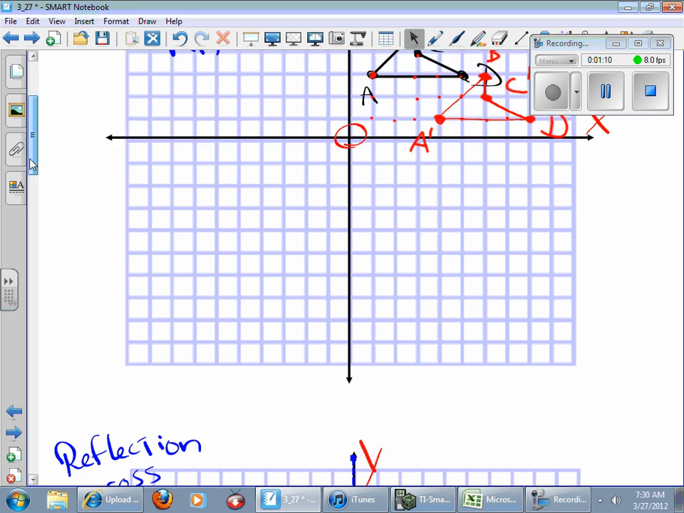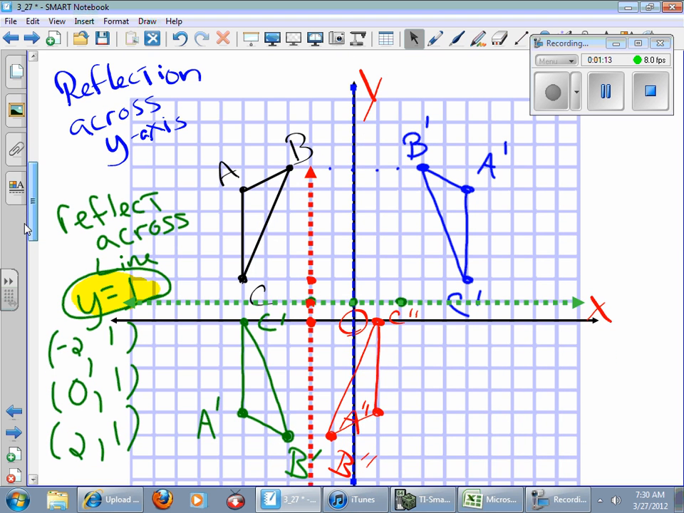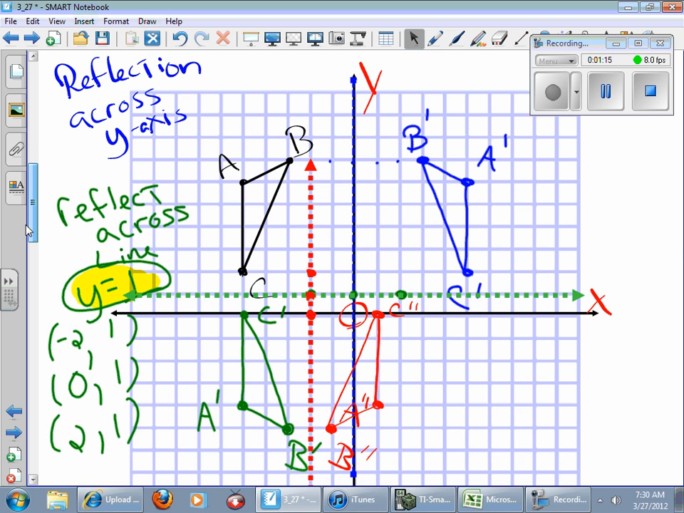Okay. And then a reflection across the y-axis was the blue one. The black one to the blue one. You can see the mirror is the blue dotted line. The green one is a reflection across the line y equals 1. Remember, we listed our points.